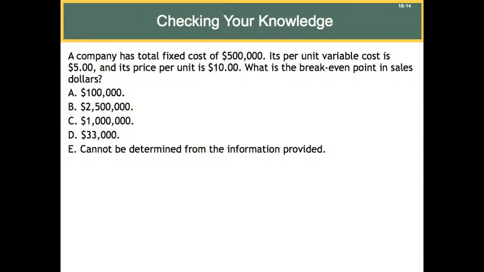Here's an example of a break-even problem that you might want to work out. A company has total fixed cost of $500,000. Its per unit variable cost is $5, and its price per unit is $10. What is the break-even point in sales dollars? And we have four choices. Choice E is cannot be determined from the information provided. So if you want to stop the video and work this out, that would be fine. Probably a great idea.